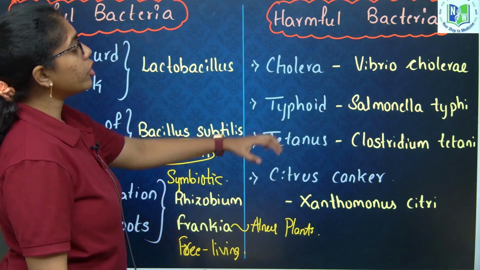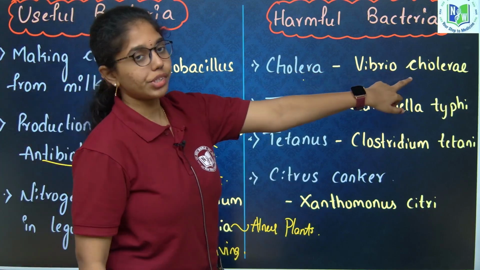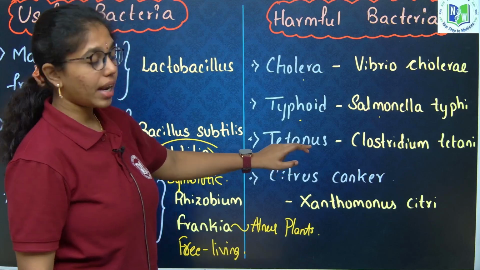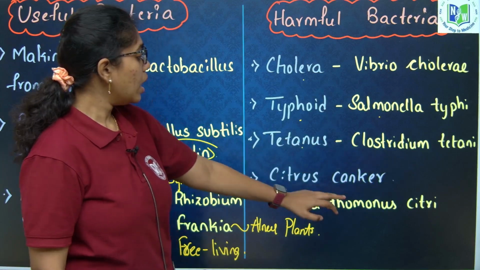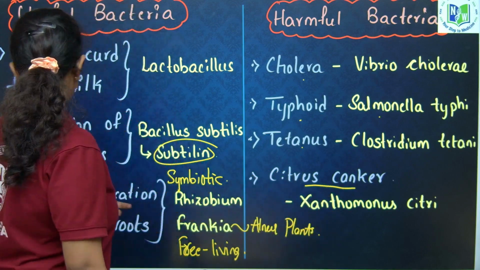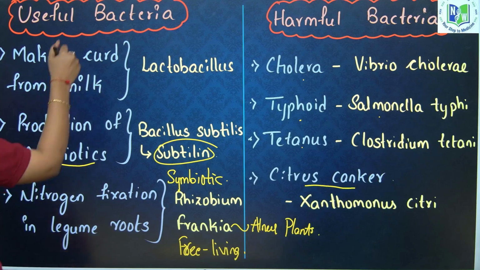Next, harmful bacteria include cholera, which is caused by Vibrio cholerae, typhoid caused by Salmonella typhi, tetanus by Clostridium tetani, citrus canker in the plants by Xanthomonas citri. These are all about eubacteria.